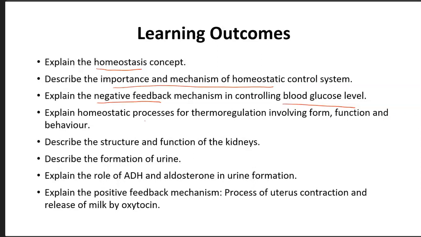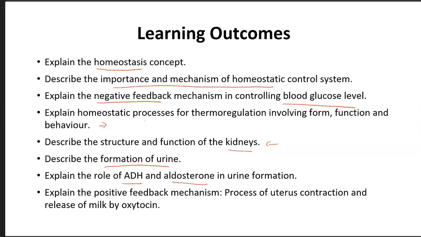So this one, we are going to look at the adaptation of various types of animal in regulating body temperature. And then describe the structure and function of kidneys. So this one is the one that we looked at yesterday during lab, where you are required to know the structure of kidneys, the function of kidneys, osmoregulation, and how urine is formed. So therefore we are going to look at formation of urine, explain the role of the hormone ADH, or short form as antidiuretic hormone, and the hormone aldosterone in urine formation.